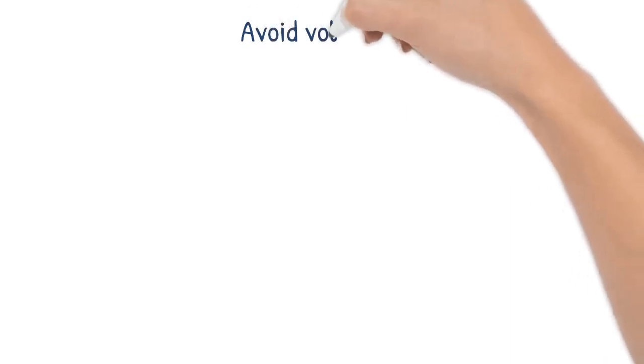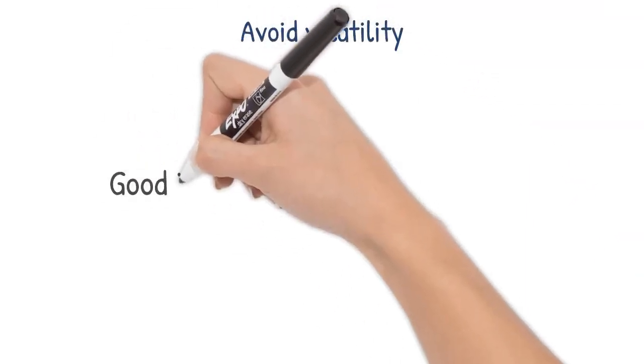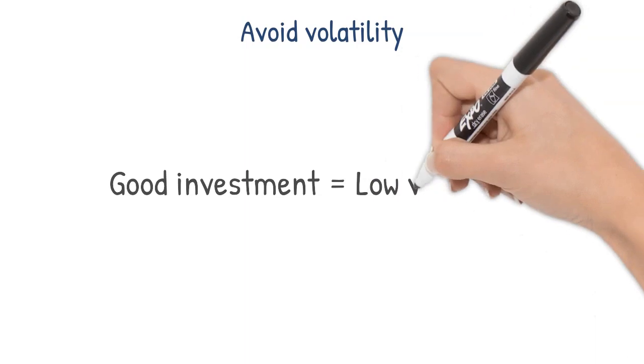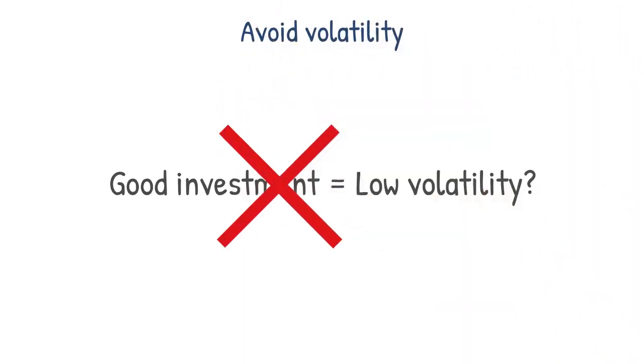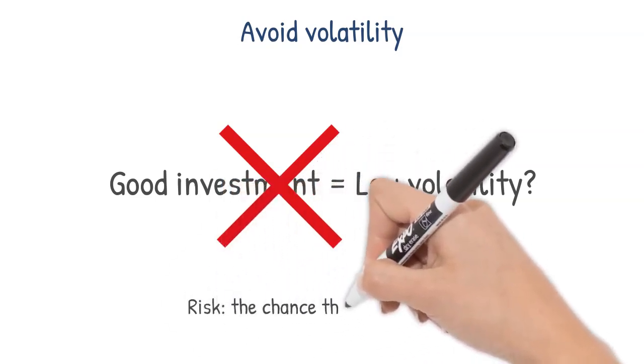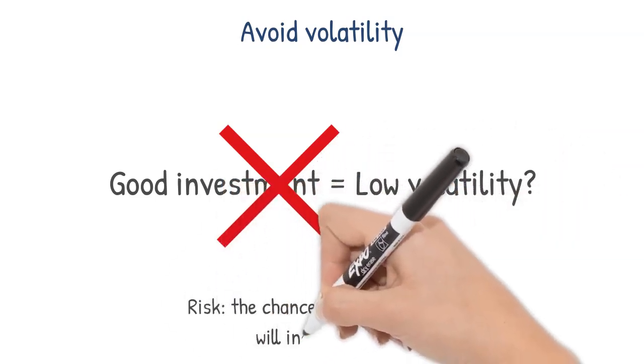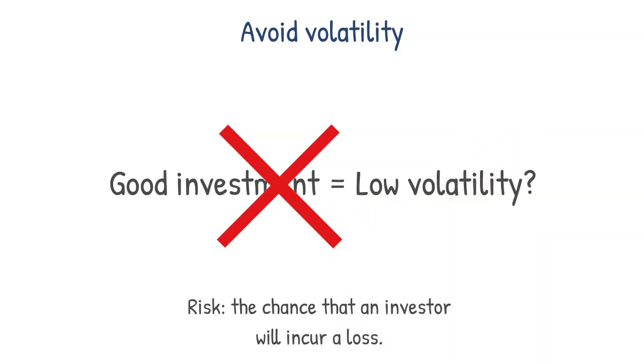The third mistake is to try at all costs to invest your money in assets that are said to be safe and have low exchange rate movements. Yet volatility is not always bad. Let's return to the definition of risk for the duration of a sentence. This is nothing more than the probability that the investor will suffer a loss.